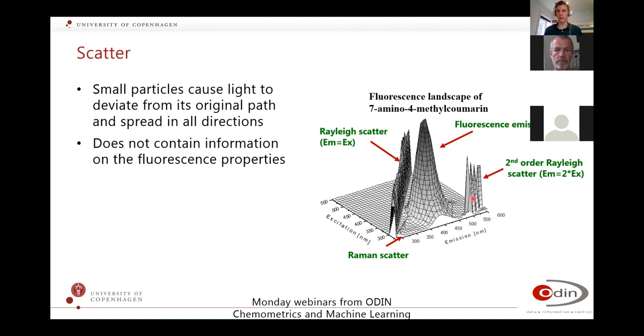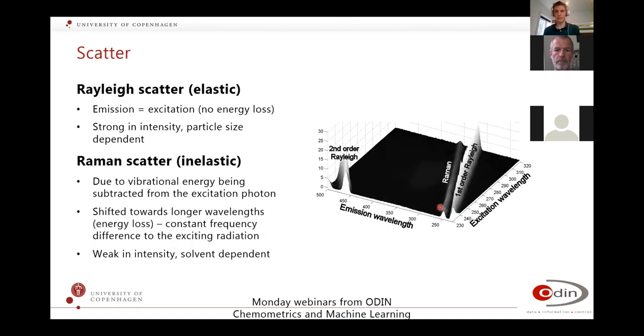But it will happen at emission equals twice the excitation. It also means that the signal you have here will come as a copy outside of your second order Rayleigh scatter. It's not any new information, it's just a copy. Lower intensity, way lower intensity.